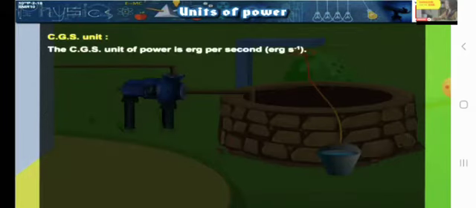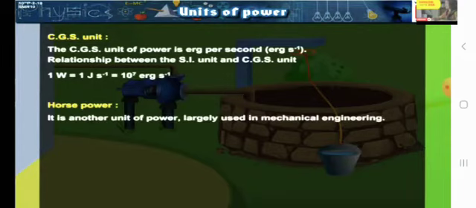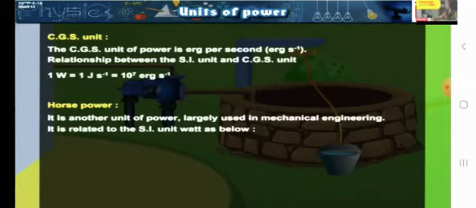CGS unit. The CGS unit of power is erg per second. Relationship between the SI unit and CGS unit: 1 watt is equal to 1 joule per second, which is equal to 10^7 erg per second. Horsepower. It is another unit of power largely used in mechanical engineering. It is related to the SI unit watt as below. 1 horsepower is equal to 746 watt, which equals 0.746 kilowatt. Let this be equation 8.